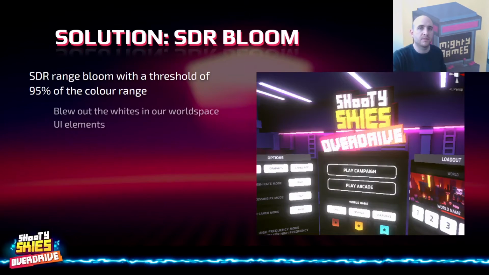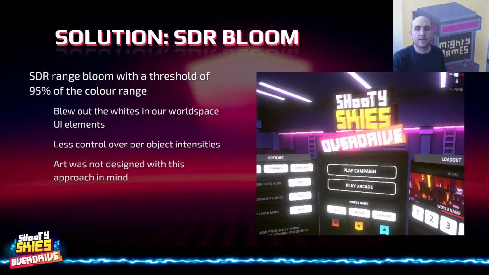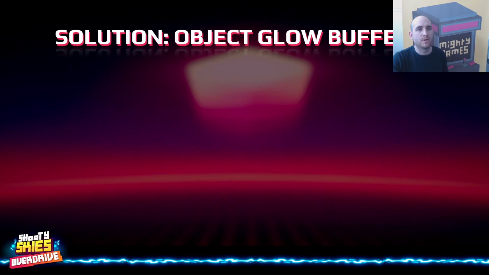There were a couple of additional solutions that we started to explore prior to our final solution. One of them was just to say, hey, why do we need a high dynamic range bloom? Why can't we do it with standard dynamic range? But then you're just thresholding the last 95% of your captured color range, and this would blow out our whites in our world and also our world space UI. It also gave us less control over our per-object intensities, and our art was not designed with this approach in mind. So it had way too much impact, and we didn't want it.